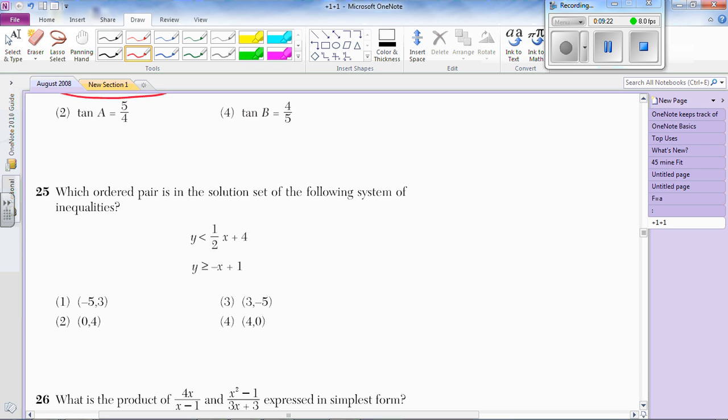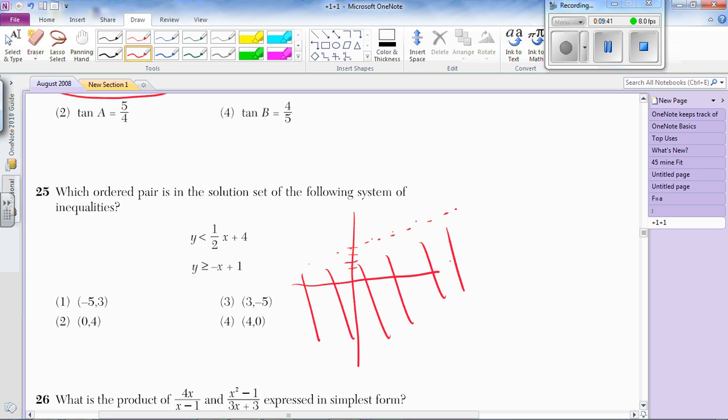I would probably just use my graphing calculator, but whatever. Let me just give a quick sketch of what this thing looks like. Plus 4, up 1 over 2, up 1 over 2, up 1 over 2, so this is going to look like this. Since it's less than, we'll shade it. Now this one has a y-intercept of 1, and it's got down 1 over 1, repeated, and it's greater than.